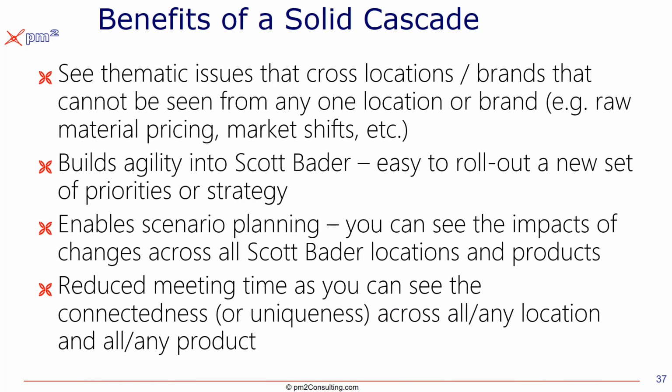Finally, it allows a significant reduction in meeting time because now individuals can see the connectedness, or in fact the uniqueness, across all locations and products. And this allows us to make sure that as we're looking for learning experiences across the business, we pick the right locations. So all of this is about making invisible stuff visible so everyone can make decisions consistent with the leadership team on a moment-to-moment basis. I hope this has been a useful explanation for you of the cascading process.